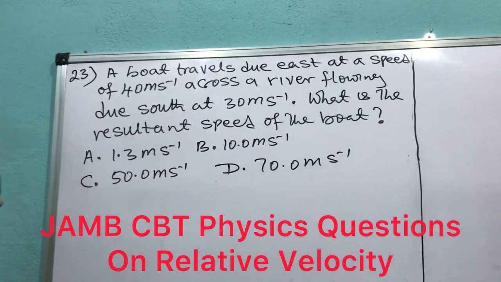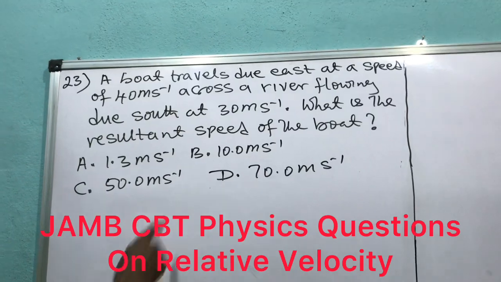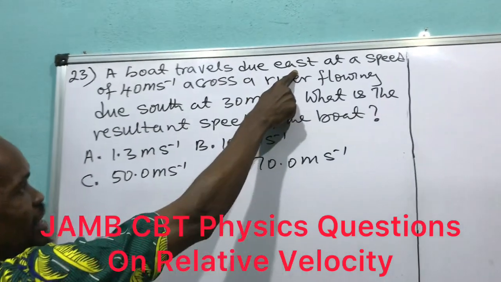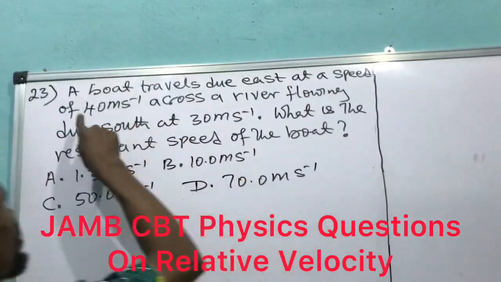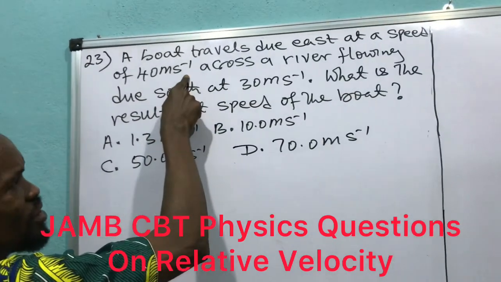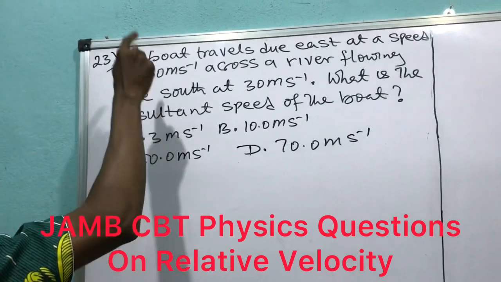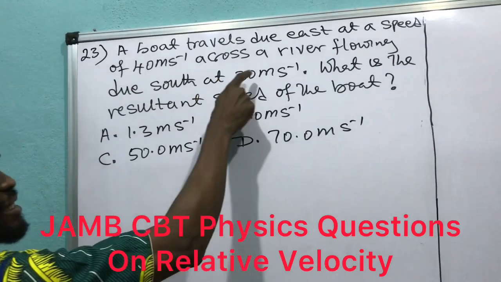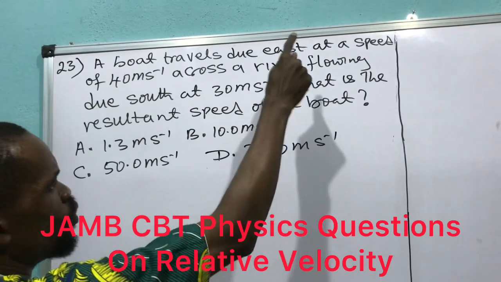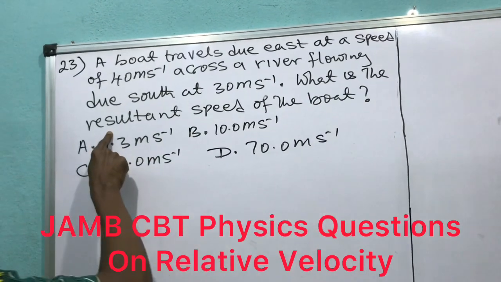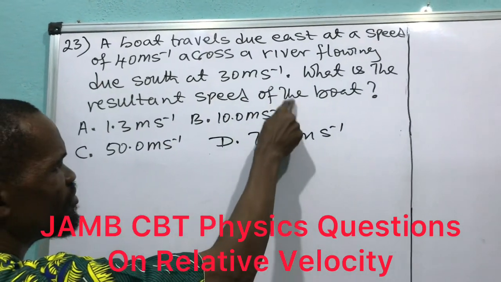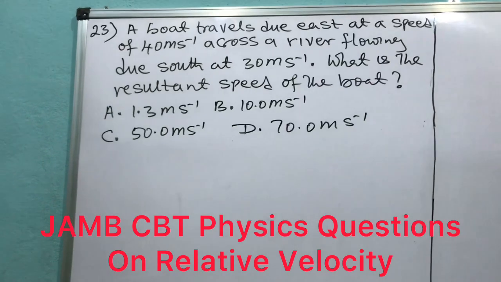Later, there is question number 23. Question number 23 said a boat travels due east at a speed of 40 meters per second across a river flowing due south at 30 meters per second. What is the resultant speed of the boat?